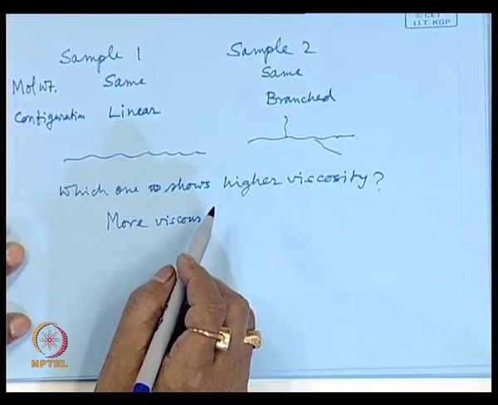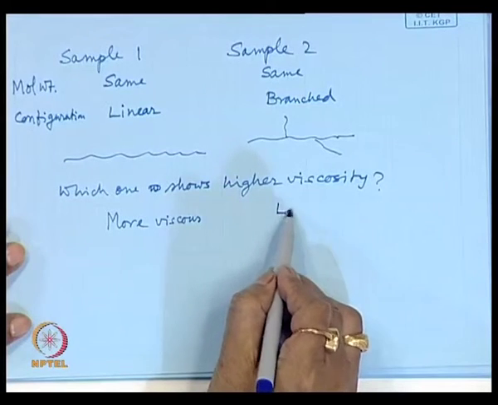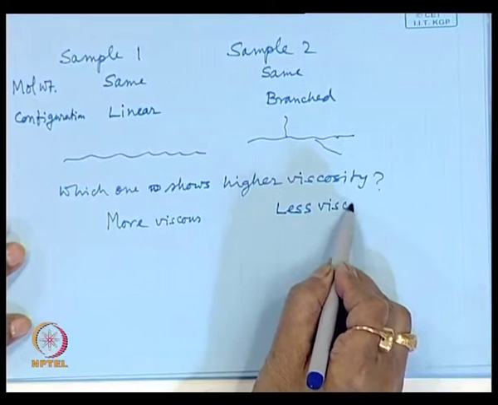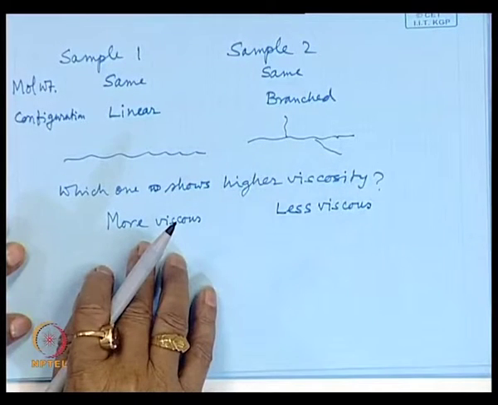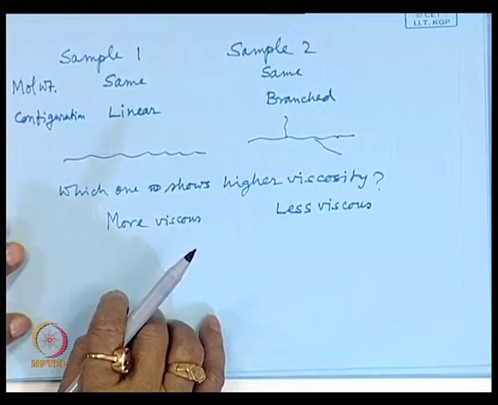What you are telling, density? You have taken the same concentration. That means the quantity of polymer is the same in both the cases. The only difference is one is linear and the other is branched. You are telling it is more viscous, it is less viscous. Second one will be more viscous. Branch has more surface area. Linear will be the more viscous.